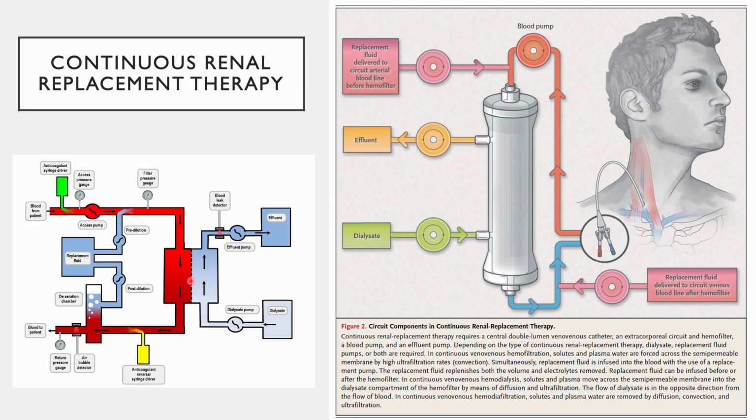In terms of hemodialysis, solutes and plasma are moved across the semi-permeable membrane into the dialysate compartment of the hemofilter. So the dialysate is here and it's moved across, and blood flow is in the opposite direction of the dialysate flow.